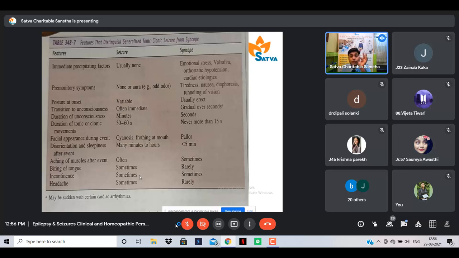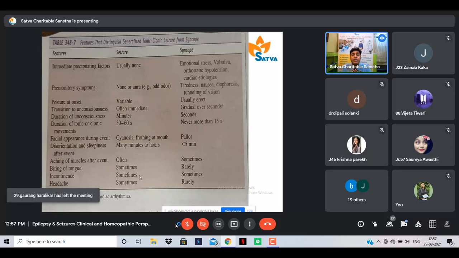Syncopal episodes are very, very transient. The word transient is different from brief. Brief can be in minutes. Transient is only a fraction of seconds. So syncopal episodes are transient, and seizure episodes are brief. Then what we see is a tonic-clonic activity, which is often reported in seizure.